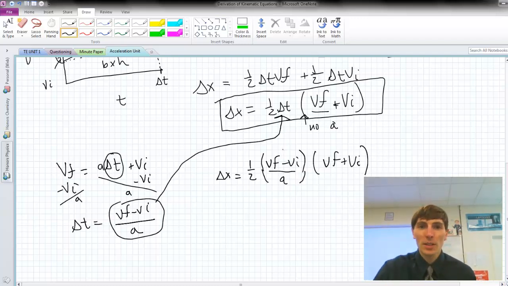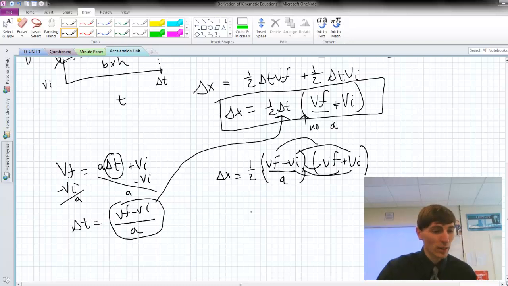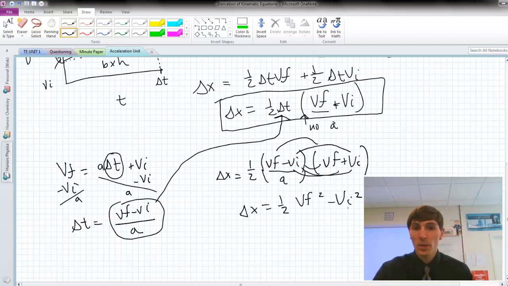This looks like fun, because now we get to do a little FOIL. So I'm going to do the firsts, the outers, the inners, the lasts. When I do this, vf times vf is vf squared. And then these inner terms, minus vi vf, and the outer terms, plus vi vf, are actually going to cancel each other out. If you don't believe me, you can do the FOIL yourself, but I go through this whole thing, FOIL it out, and I get an answer of delta x is equal to 1/2, and I have vf squared minus vi squared. And then those other terms are going to go away.